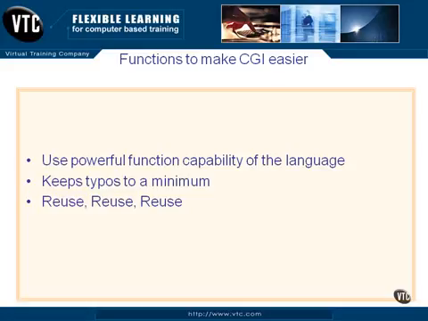We're going to write a few functions now that are going to make CGI a little easier for us to work with. We're going to use the powerful function capability of the C programming language to break up some of the tasks of the small programs that we're going to write into different functions. This will also keep our typos to a minimum, as you've watched me type, and we will reuse. That's an important part of function coding and being able to break up a problem into different functions and object modules so that we can just link them together.